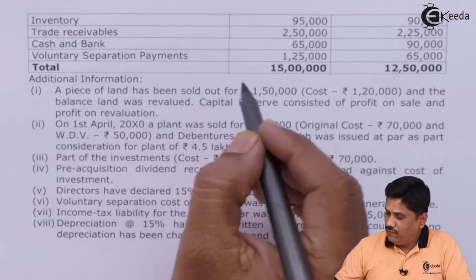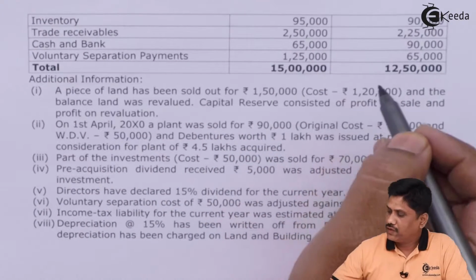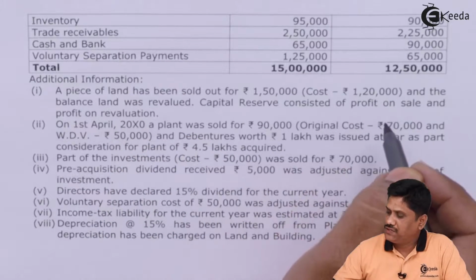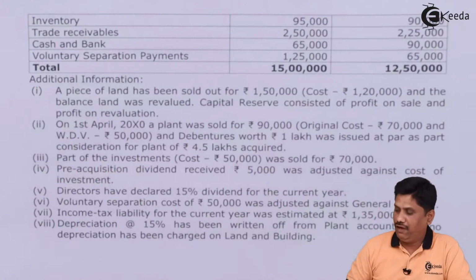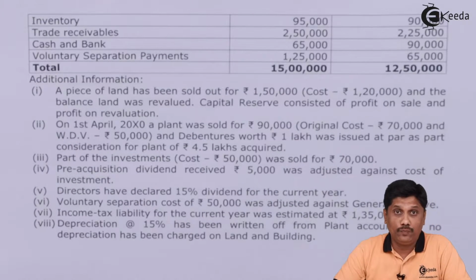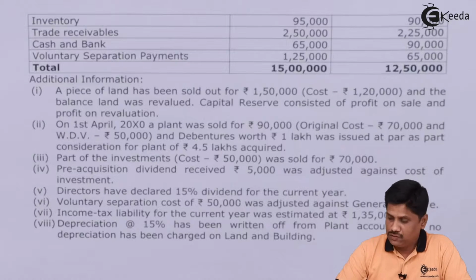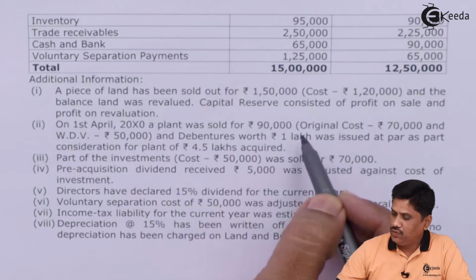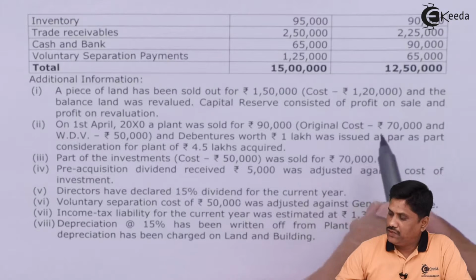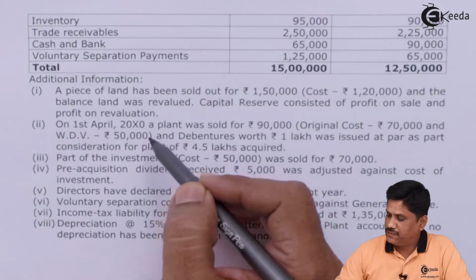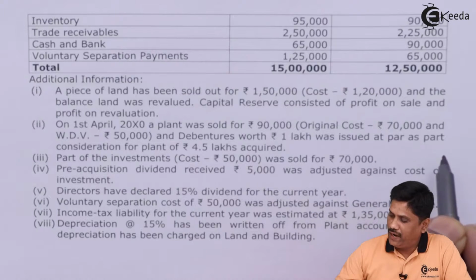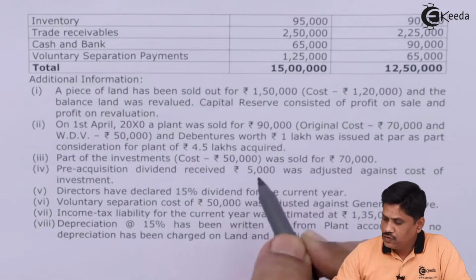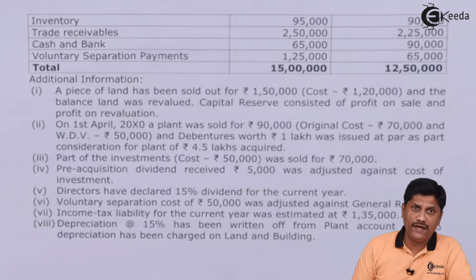Additional information: a piece of land has been sold for rupees 1,50,000, cost rupees 1,20,000, and the balance land was revalued. Capital reserve consists of profit on sale and profit on revaluation. So the capital reserve includes two profits, one is profit on sale and the other is profit on revaluation. So we will work out that also. On 1st April 2000, plant was sold for rupees 90,000, original cost 70,000, WDV 50,000. Debentures worth rupees 1 lakh were issued at par as part consideration for the plant of rupees 4.5 lakhs acquired. So that we will go ahead with when we work out the plant and debenture.